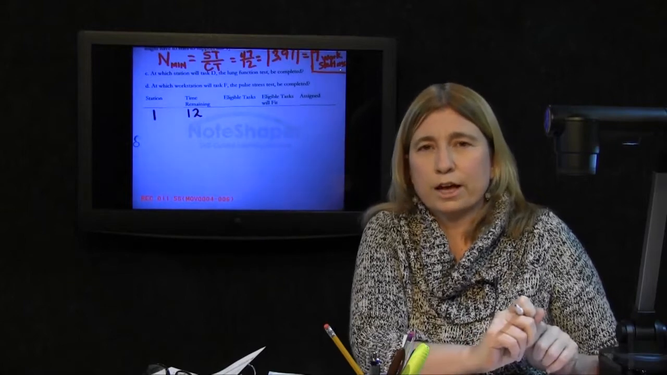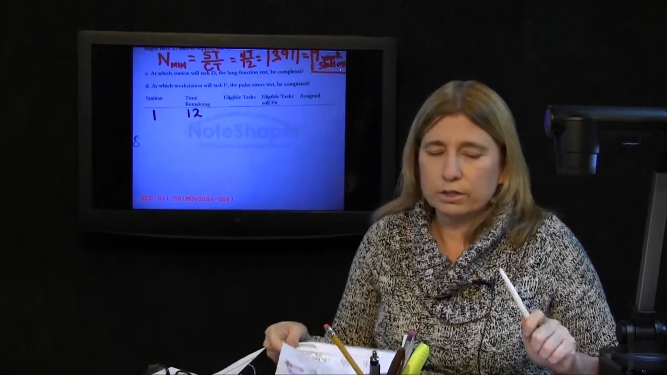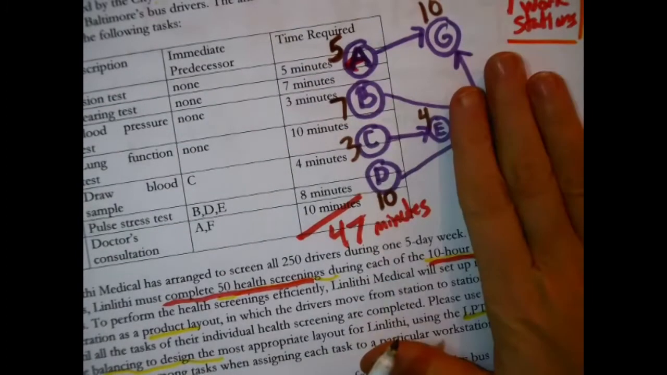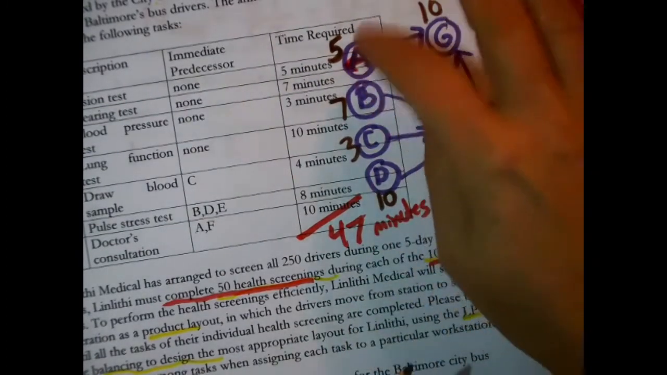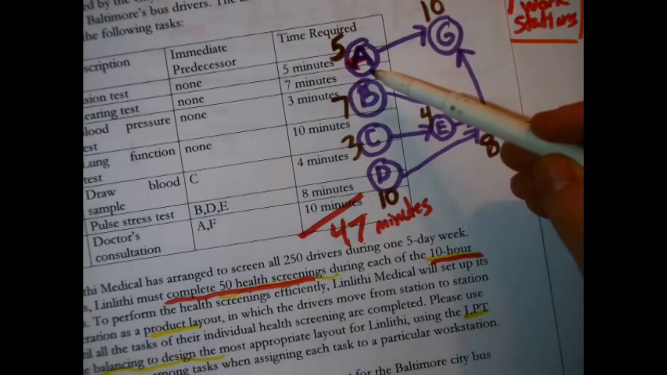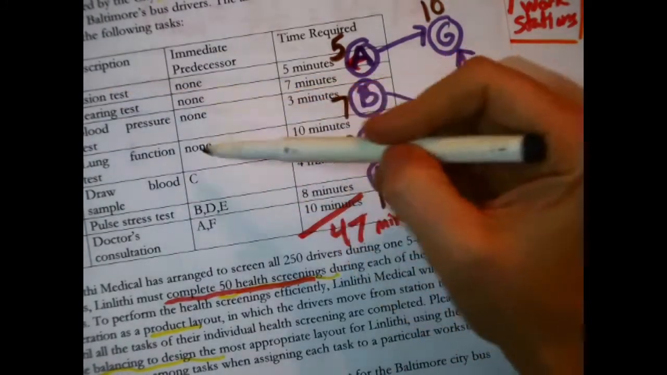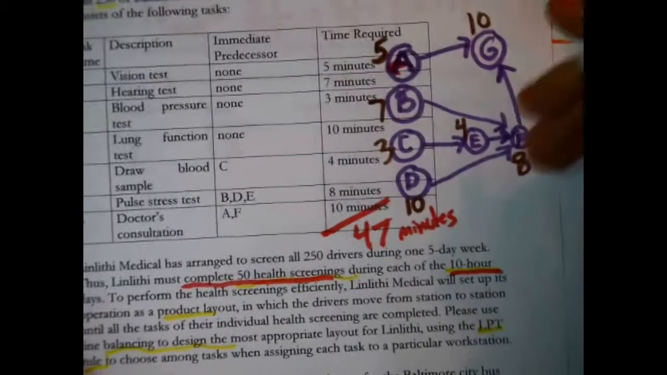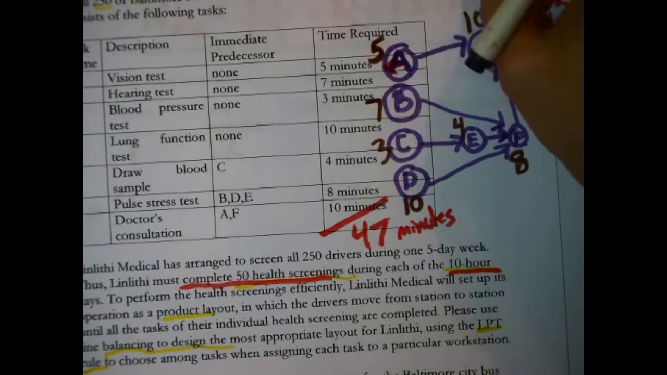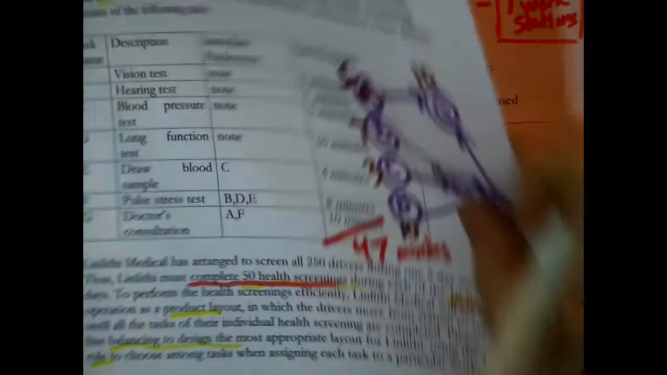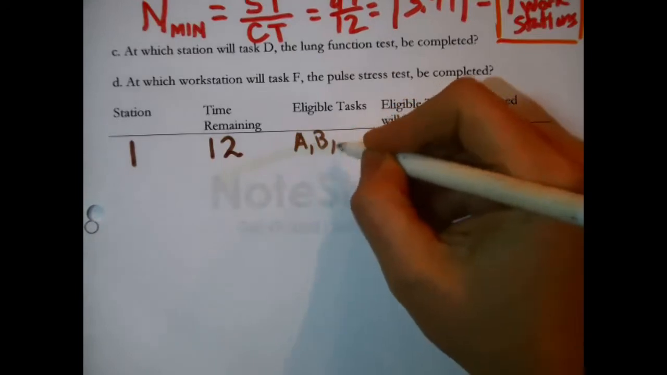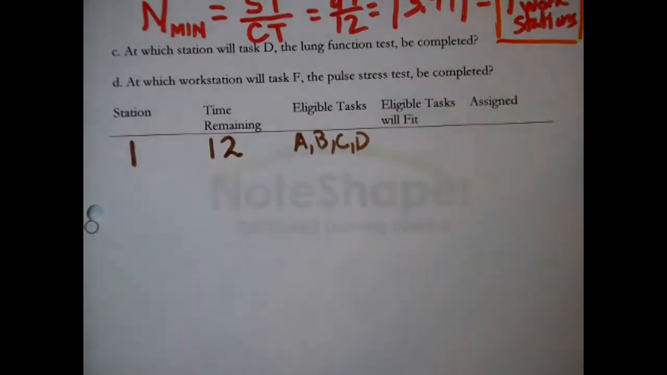Now, eligible tasks. We'll look at the diagram. None of this has been done. Who could you potentially pick up and start on? What you're looking for at this point is everybody that doesn't have any immediate predecessors, because those are all things that could be done initially. On this one, there are 4: A, B, C, and D. List them. You could assign any of those right now to the first workstation.